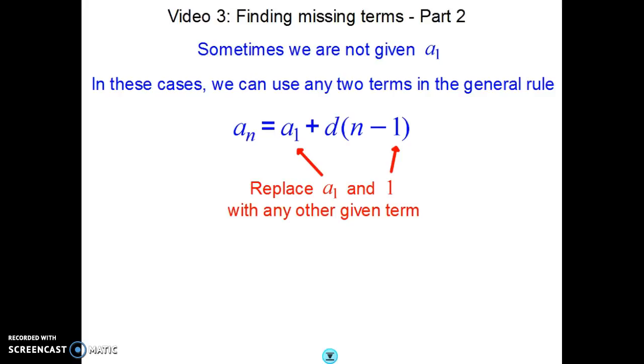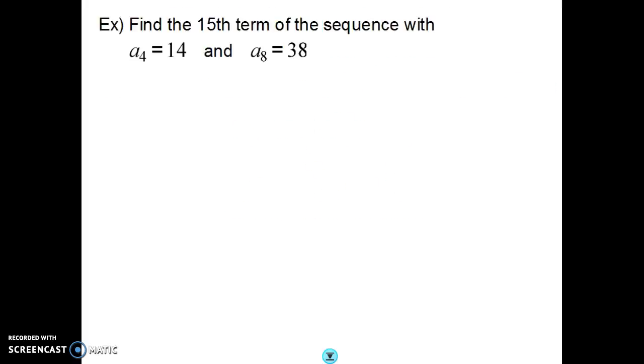Fortunately, the way arithmetic sequences work, we can actually use any term instead of the first term. So if we're given the fifth term, then instead of a sub 1 and 1, we'll replace them with a sub 5 and 5. Let's check out an example.